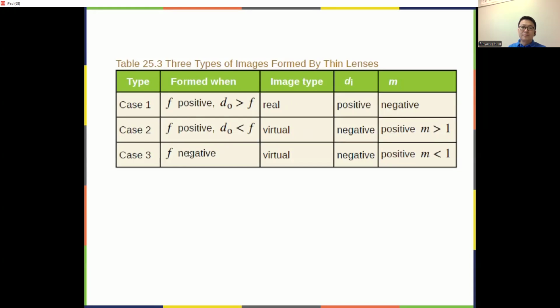For the concave lens, so F will be negative, the image will always be virtual, DI will be negative, and then the magnification will be less than 1. Okay, for that.